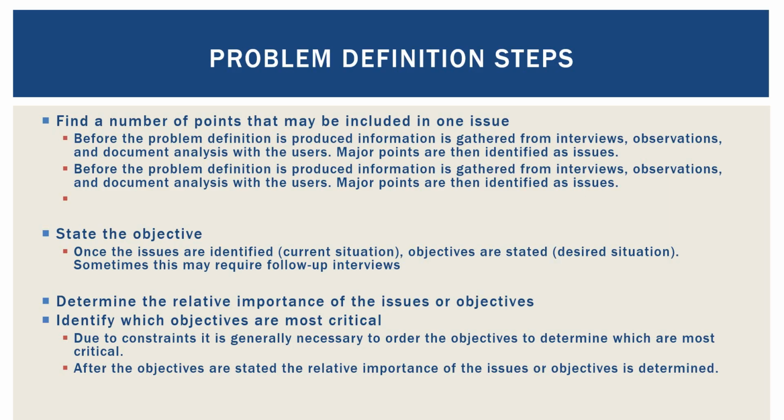All right, so due to constraints, it's general to order objectives and determine which are most important. Like saying we need to have a hierarchy, or to order in terms of importance. Then after the objectives are stated, the relative importance of the objectives is determined. Some objective prioritization is also needed. Which one is important? Which ones are the main objectives? Which ones are the supporting objectives to the main objectives?